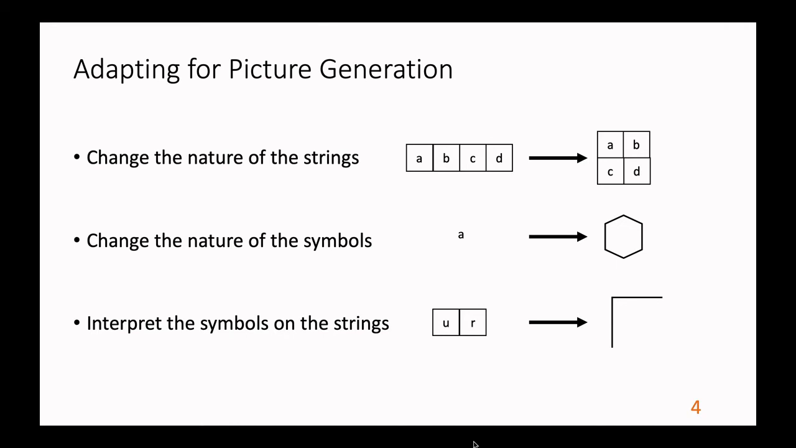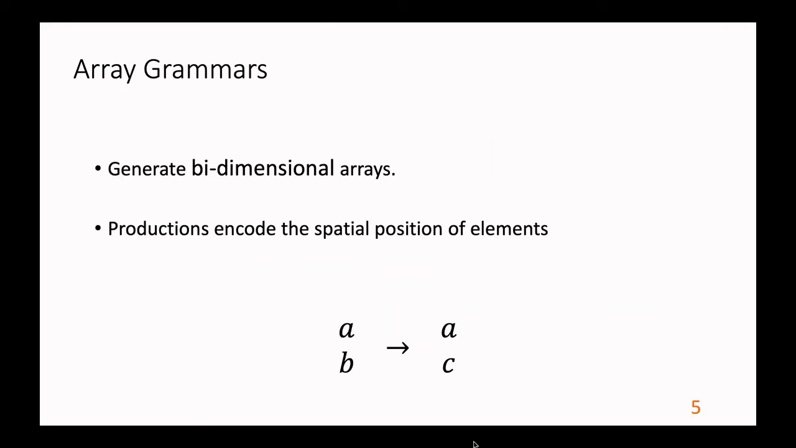So let's see some examples on how this can be done. The first examples are array grammars. These are grammars pretty much similar to what we had before with the traditional grammars, but in this case, they are meant to generate bidimensional strings or arrays. And the productions now encode the spatial position of the elements.